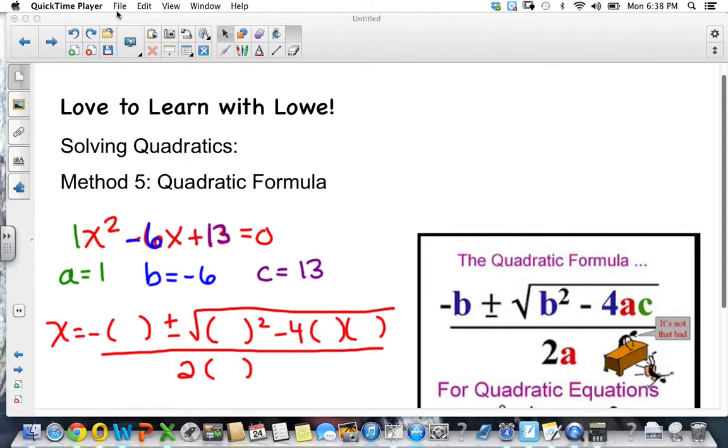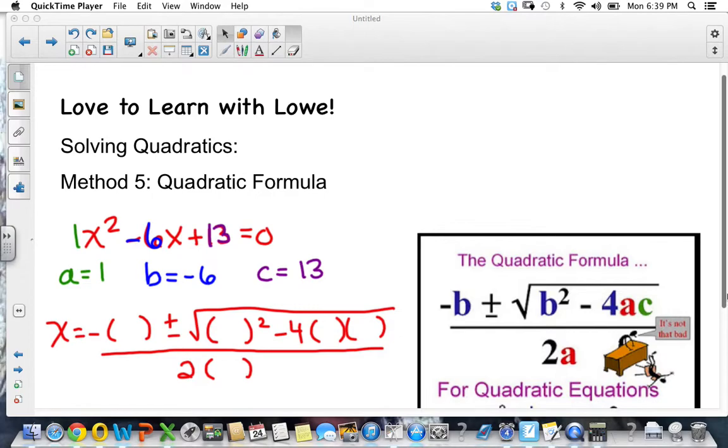We're working in Chapter 5, Solving Quadratics, and we've discussed 4 methods previously, and this is the 5th and final method, the quadratic formula. And this is a no-fail method. It always works no matter the quadratic. You just need to make sure it's in standard form before you begin the quadratic formula.